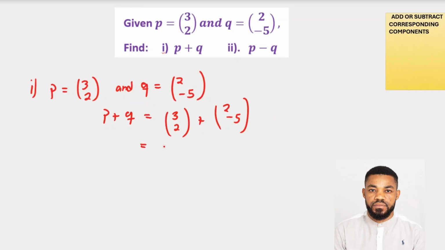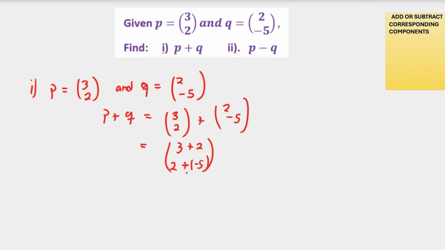And what are the corresponding components in this case? 3 and 2, they are corresponding. They occupy the same position. So that's going to be 3 plus 2. And we come to the other ones, that's going to be 2 plus negative 5. I've kept it in brackets because of the negative sign. So let's see what you're going to get here. 3 plus 2 will give me 5, straightforward. And 2 plus negative 5 is the same as 2 minus 5. So that's going to be negative 3. So that is how we can find the vector P plus Q. Let's come to the vector P minus Q.